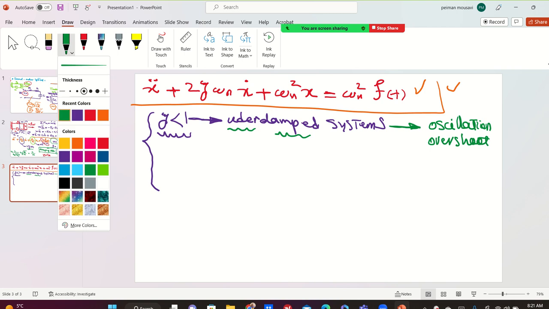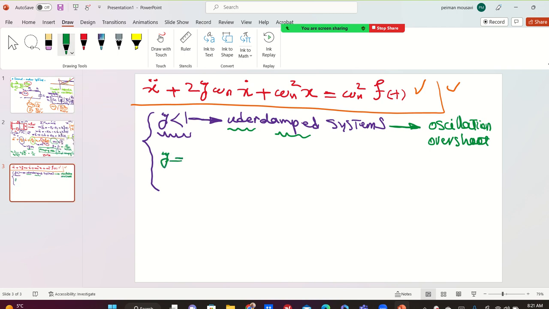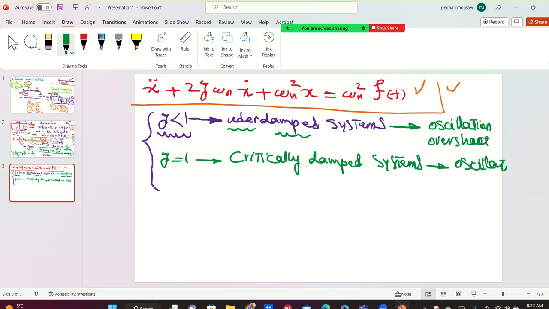Then we have zeta equal to 1. We're going to say critically damped systems. This means you have enough damping, and the oscillation goes away.